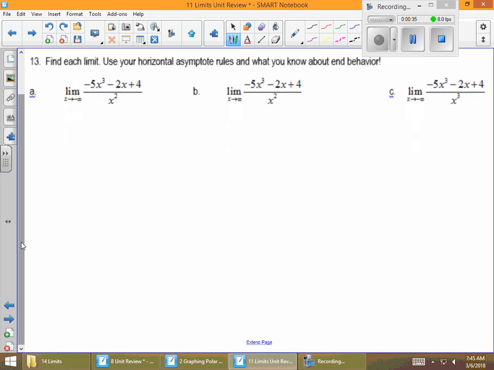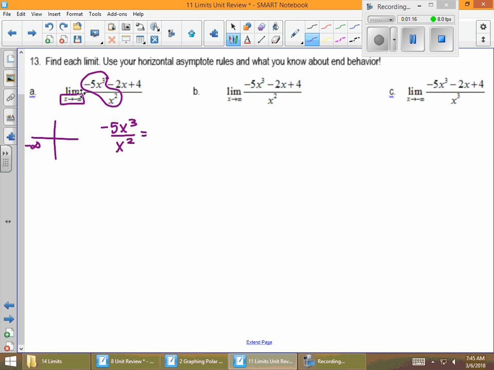as we go. All right, so number 13a. So we're doing the limit as we approach negative infinity. So if we're thinking about our graph, we're thinking about way over here to the left. And all we care about when we're looking at limits at infinity, we really don't care about our smaller terms. So we don't care about our x term, we don't care about our constant. We're just looking at the leading coefficients here on the top and the bottom. So I'm really going to be working with this negative 5x cubed over x squared.